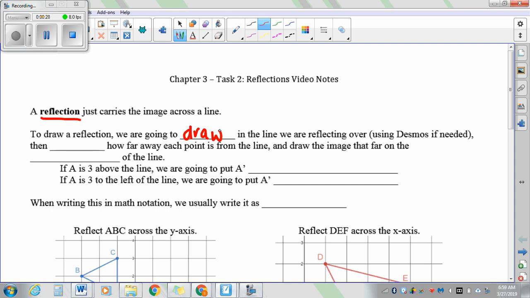Using Desmos if you need to. If it's something funky, use Desmos. Then we're going to count how far away each point is from the line and draw the image that far on the other side.